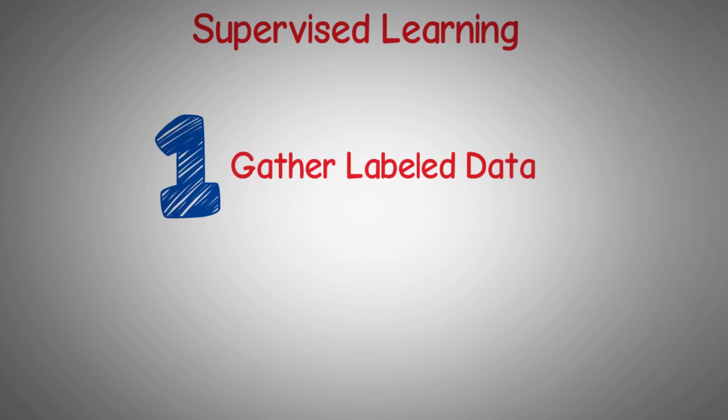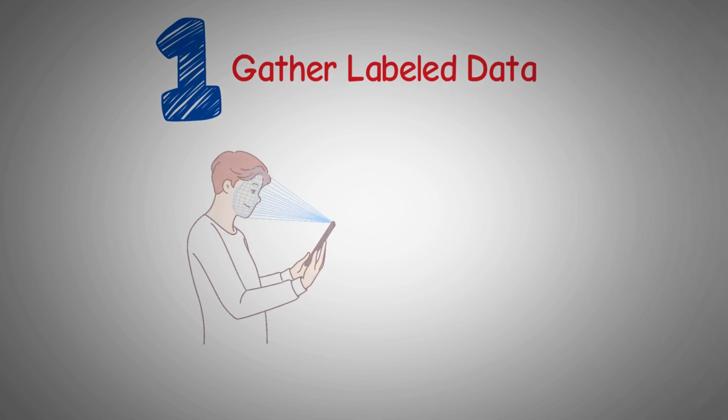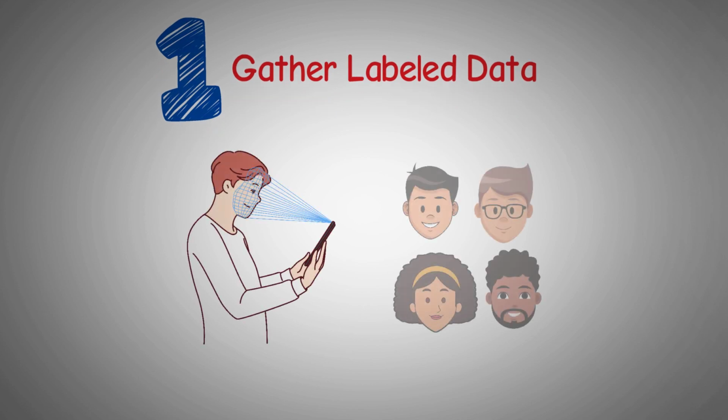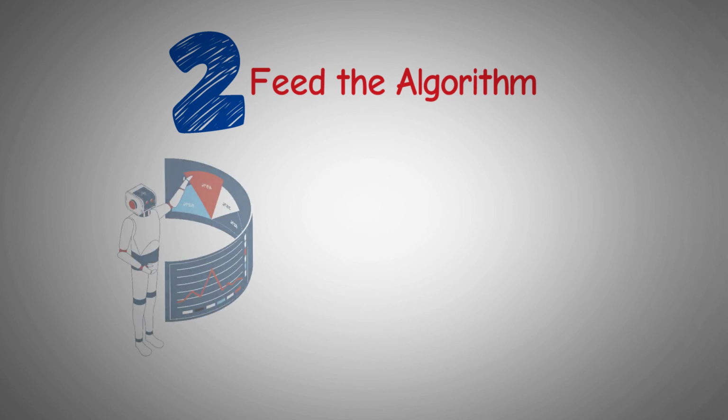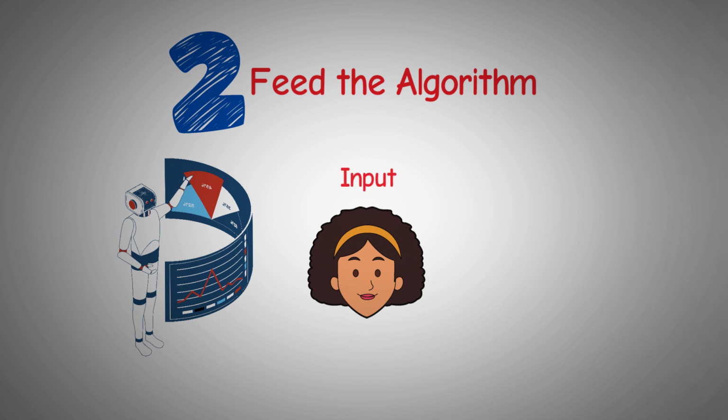The process of supervised learning can be broken down into a few key steps. First, gather a large set of labeled data. For example, if you're building a facial recognition system, you need thousands of photos with tags identifying who is in each photo. Next, feed this data into the machine learning algorithm. The algorithm uses this data to learn the relationships between the features, or input, and the labels, or output. This learning process involves adjusting internal parameters to minimize errors in its prediction. It's like adjusting the ingredients in a recipe until the dish tastes just right.